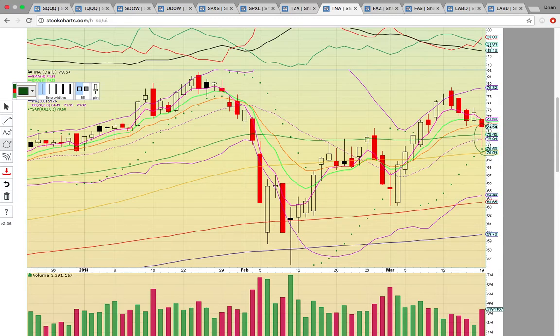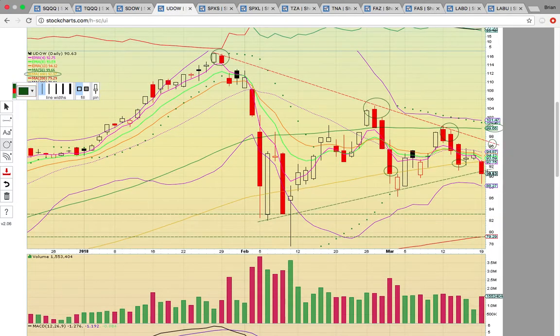As long as the middle Bollinger Band's holding, the uptrend's intact, especially when the candles are above the middle Bollinger Band and the 50-day simple moving average. This chart is still in a strong uptrend. Once it closes below both those levels, that's when it'll be breaking down. And then once it gets below the 100-day simple moving average, the Dow Jones Industrial Average chart is much more bearish.